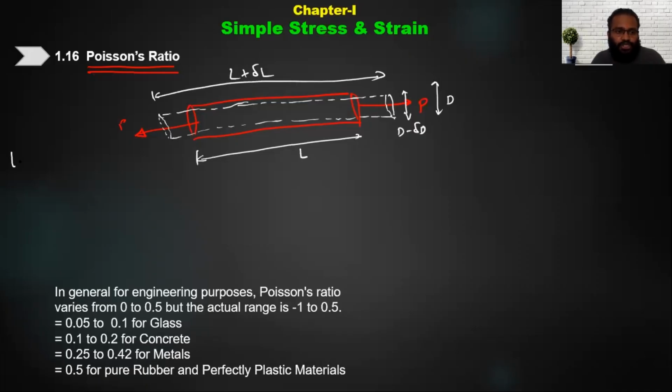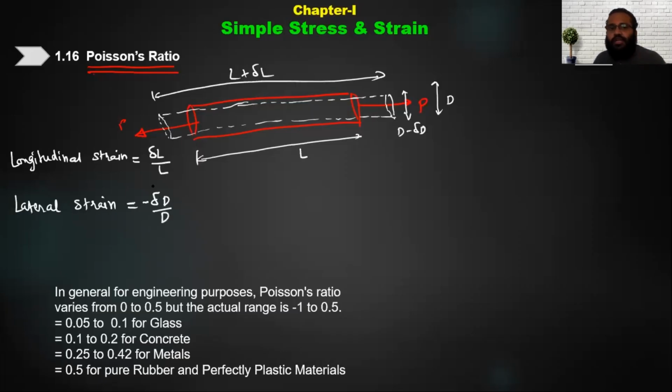One is the longitudinal strain, which is nothing but change in length upon original length. The other one is known as lateral strain, that is change in diameter. Here the diameter is decreasing, therefore I wrote a minus sign. Of course, if one strain increases the other is going to decrease, so one of the two will have a negative sign. So lateral strain is delta D by D.